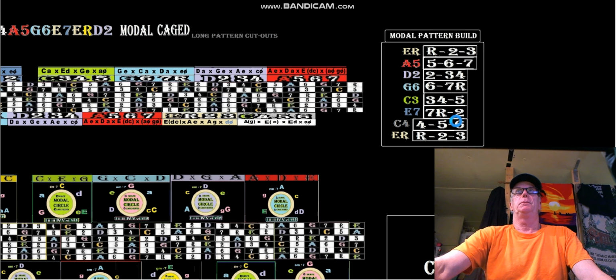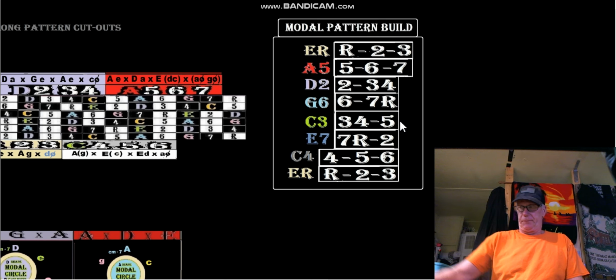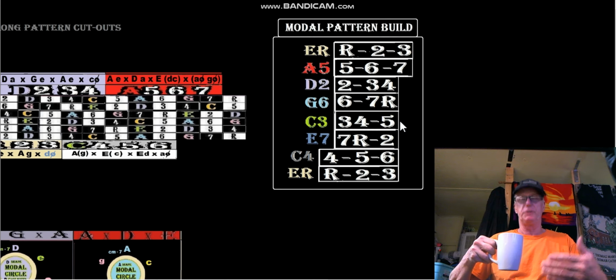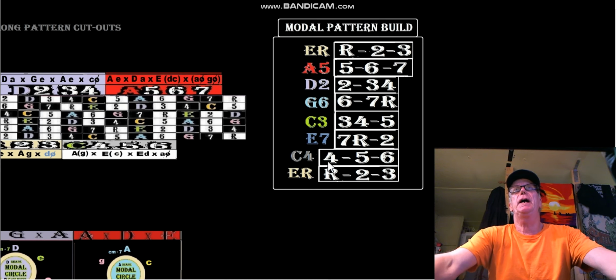First, I'm going to be nice today about explaining things to people, because it's so important. Things that maybe I covered a year ago have to be reinforced. So here we have the modal cage pattern build. Okay, so this is the pattern build. You can call any one of these 3-note patterns the bottom string, and then build from there.